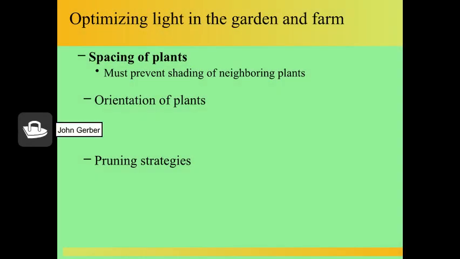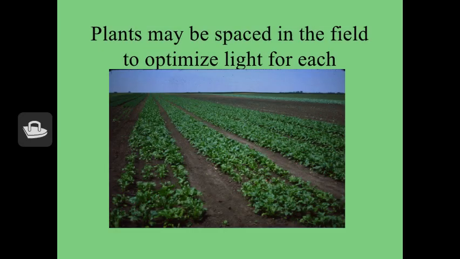We optimize the light in the garden in several ways. This affects both plant growth rate as well as the shape of the plant. Plants are spaced in a field, whether it be the garden or a farm, to optimize for light. Here's a commercial lettuce field in South Texas where plants are spaced precisely just so far apart to allow the plants to grow, although there seems to be a few missing plants in here.